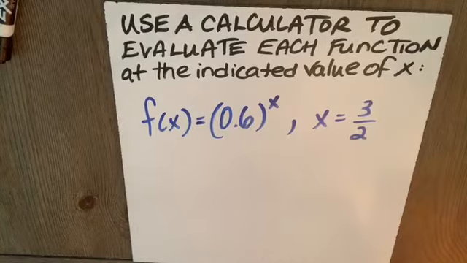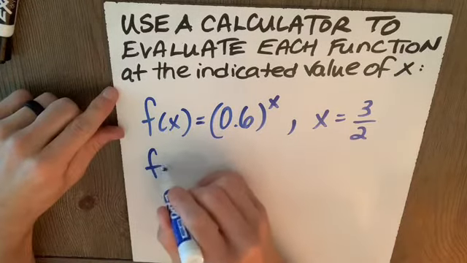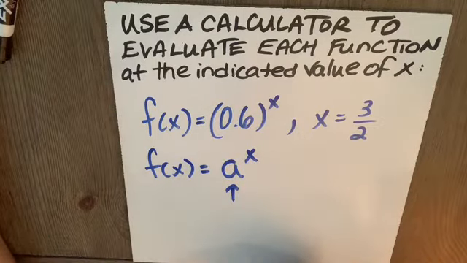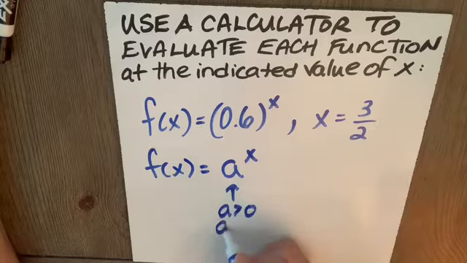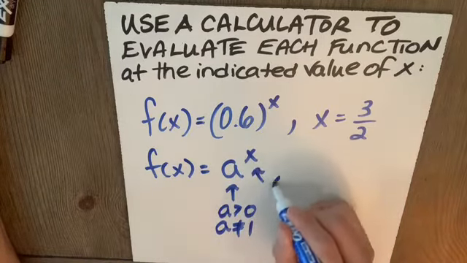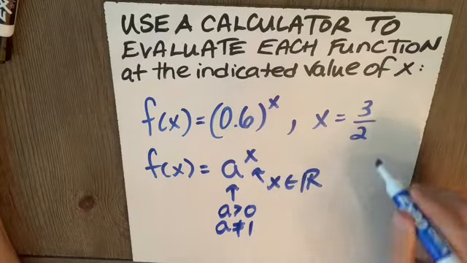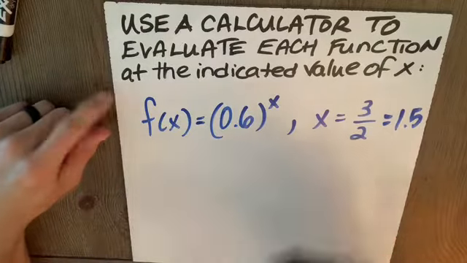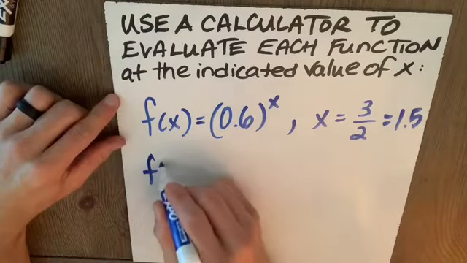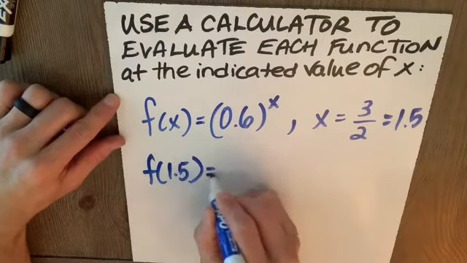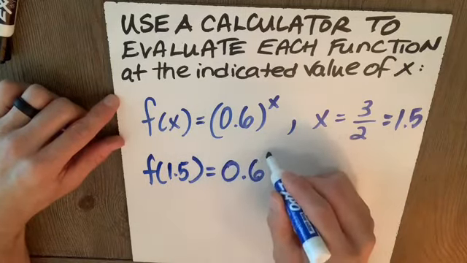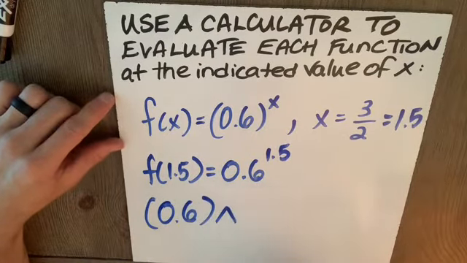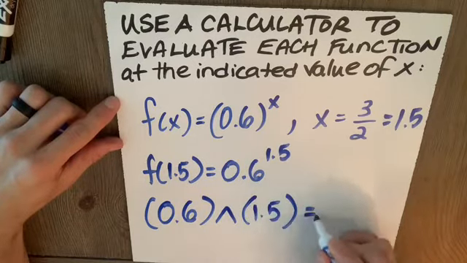Here we've not violated any rules because we know that f of x equals a to the x, where a has got to be a positive number. Remember, a has got to be greater than 0 and a can't equal 1. And x is a real number. Well, this is the equivalent of 1.5. So I know that I can do this. According to my rules, this is fine. So f of 1.5, or 3 over 2, is 0.6 to the 1.5. So in my calculator, I'll do 0.6 exponent 1.5.